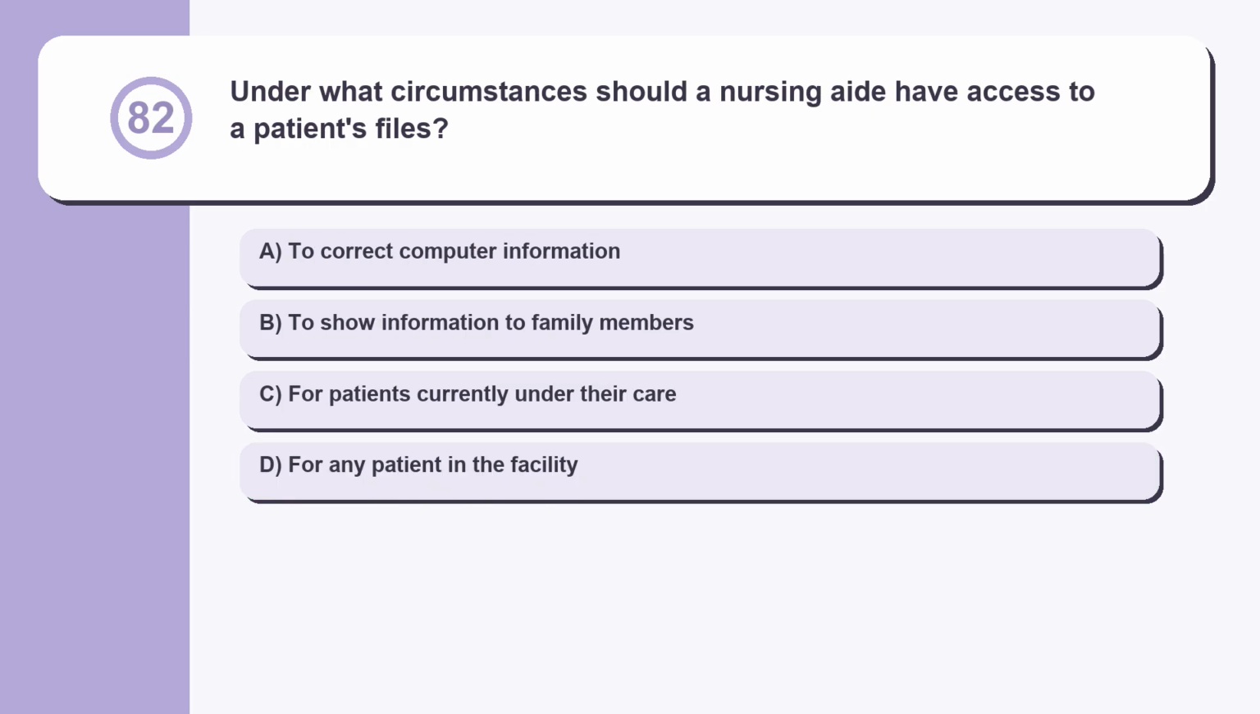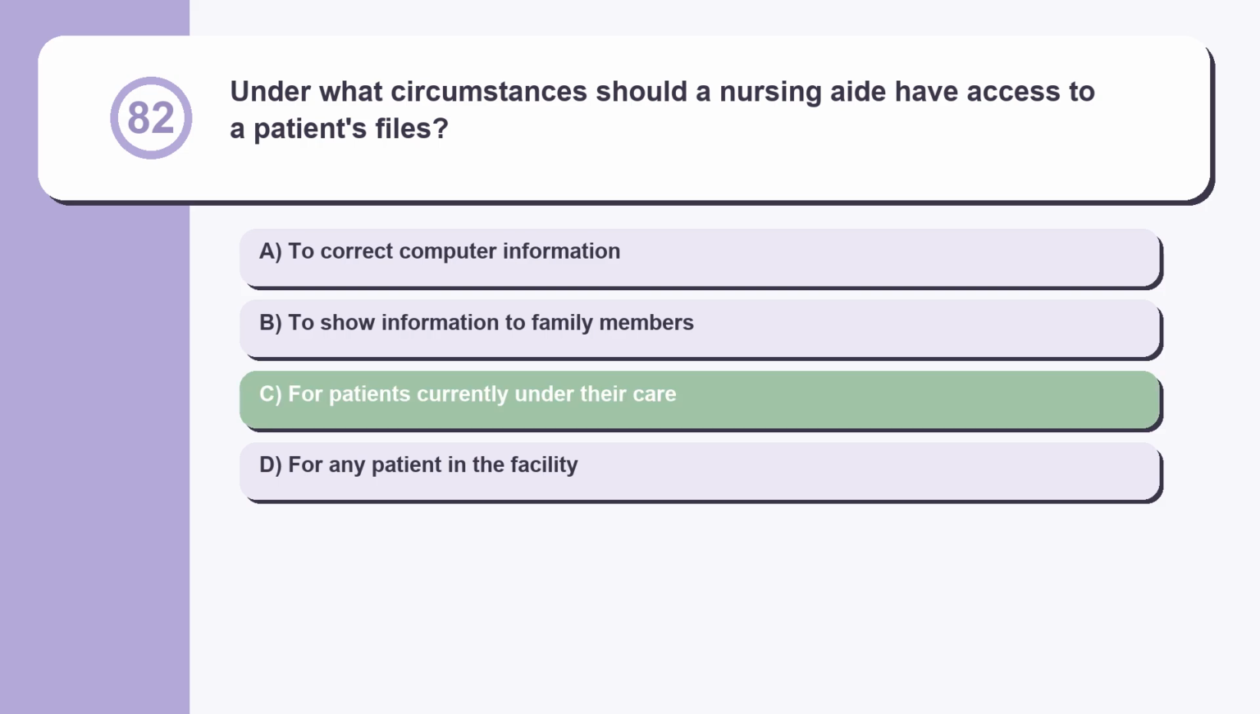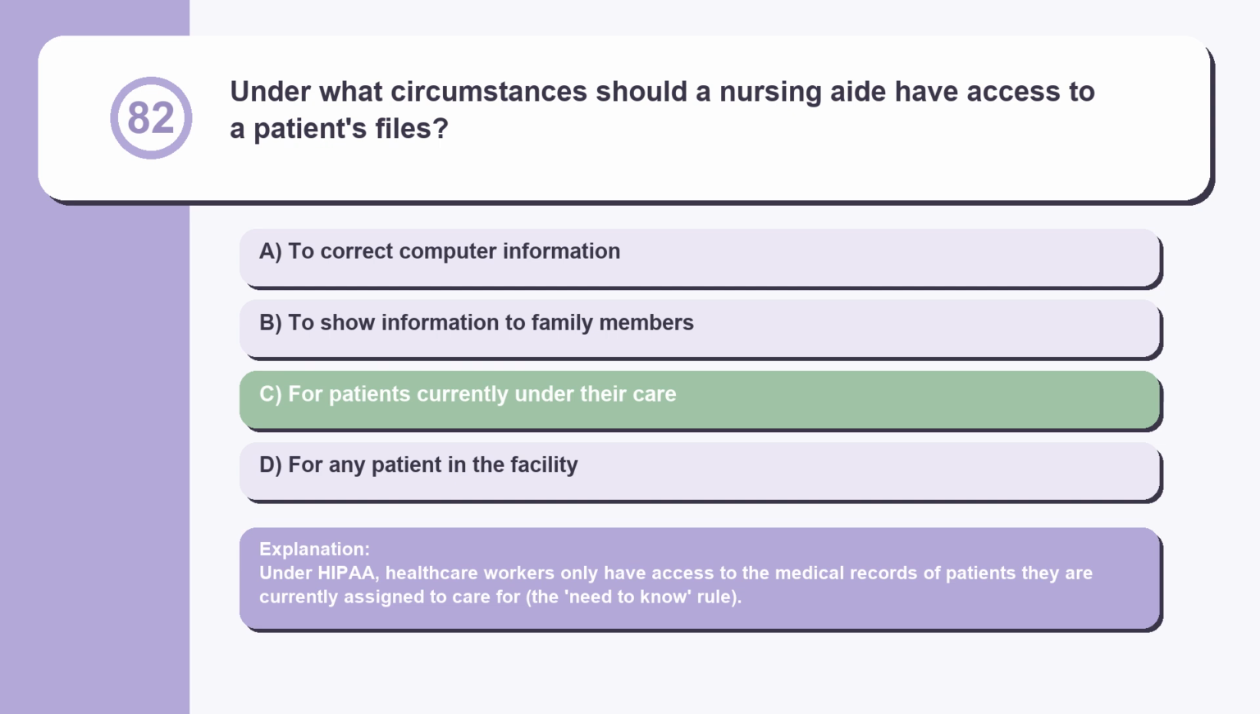Question 82. Under what circumstances should a nursing aide have access to a patient's files? To correct computer information, to show information to family members, for patients currently under their care, for any patient in the facility. Under HIPAA, healthcare workers only have access to the medical records of patients they are currently assigned to care for, the need-to-know rule.